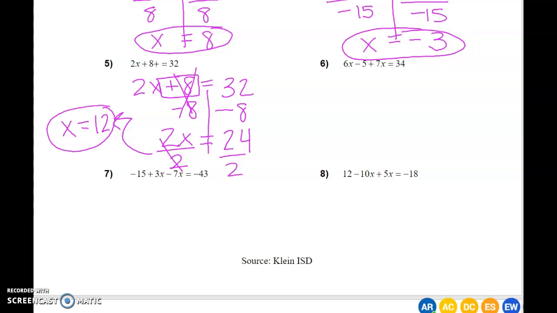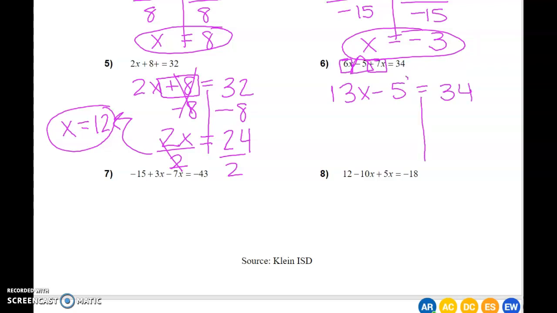So now for number 6, we're getting a little bit more tricky. So I have a 6x here, and then I have this other x here, the 7x. And I'm going to make sure when I combine them, I'm going to keep the sign out front. So I have a positive 6x and then a positive 7x. So if I add those together, they're both positive. So I'm going to add, and I get 13x. And then I still have this negative 5 equals 34.